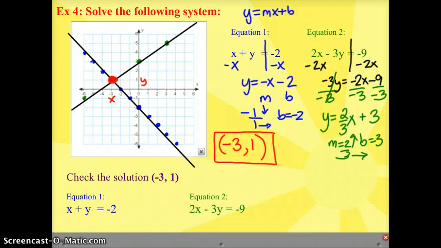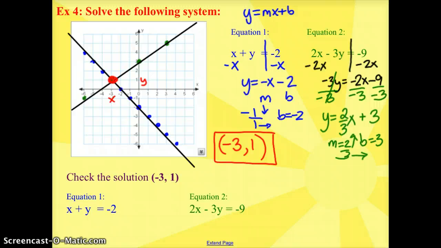The last step was to check your solution. So the first thing, we solved for slope intercept form, then we graphed both equations, we located the solution, the point of intersection. So now for step 4, I'm going to make sure it works in both equations. So my x value is negative 3, plus y is 1. That gives me negative 2, which equals negative 2.